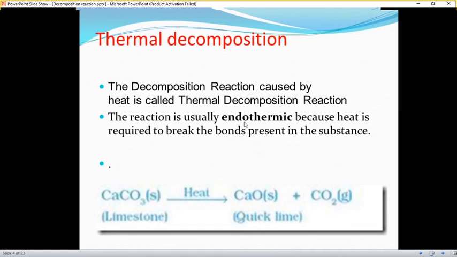For example, we are looking here at calcium carbonate. On heating, it decomposes to calcium oxide and carbon dioxide. Now you must remember that calcium carbonate is also known as limestone. Calcium oxide is also known as quicklime. These will be very useful in the later part when you solve questions. If you remember these names, they will help you.